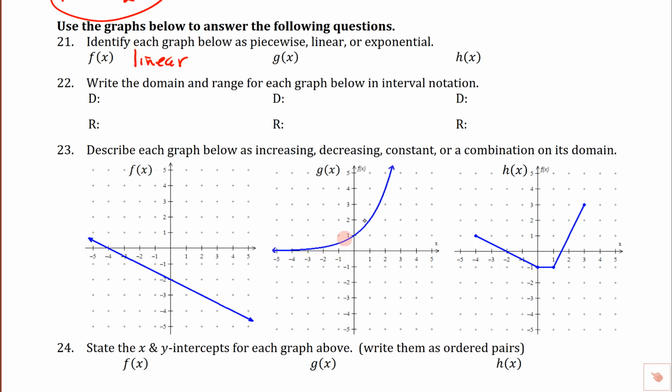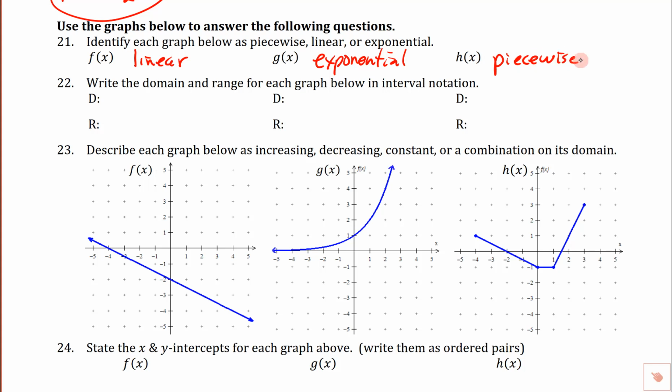We also talked about this type of parent graph, this type of general shape that we're going to be working with a lot. This is an exponential, so we'll write exponential. And that means this last one has to be piecewise, but you can kind of tell that. Remember, the name piecewise comes from the fact that it comes in several pieces. We've got a piece right here, then a piece right here, and then a piece right there. So this is going to be a piecewise function there.